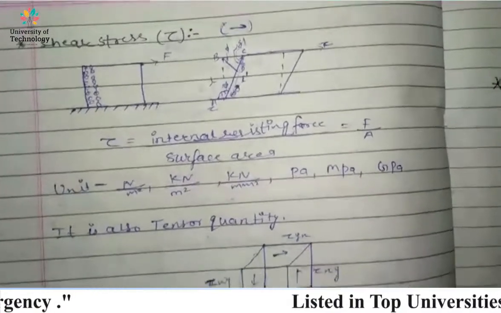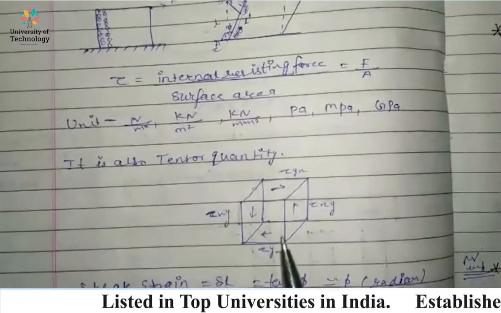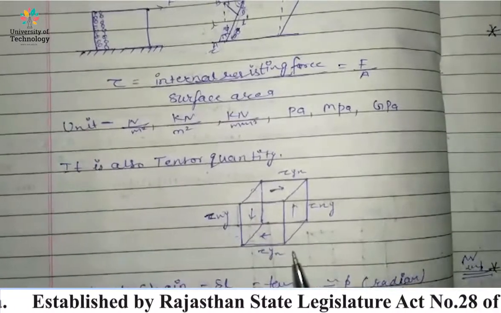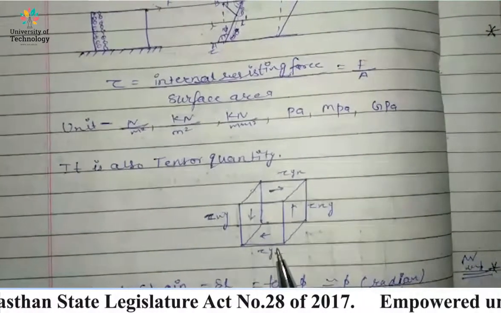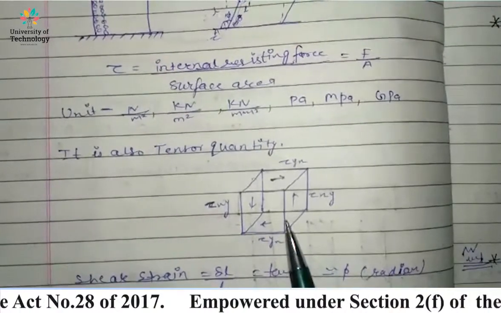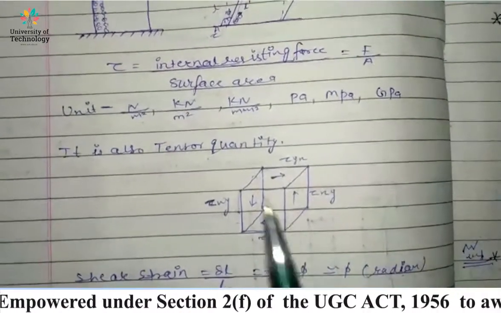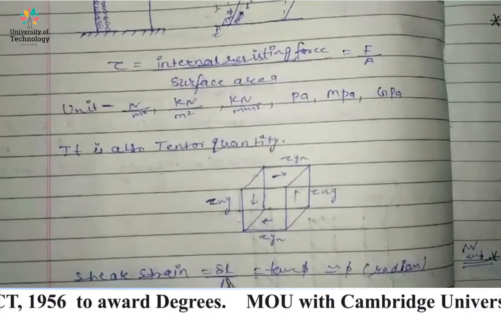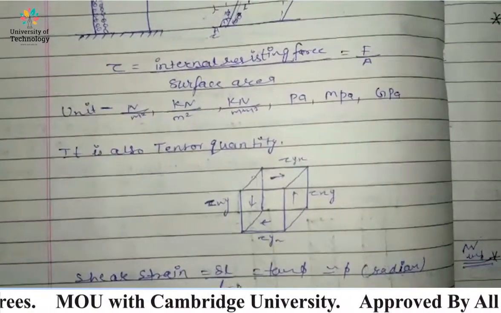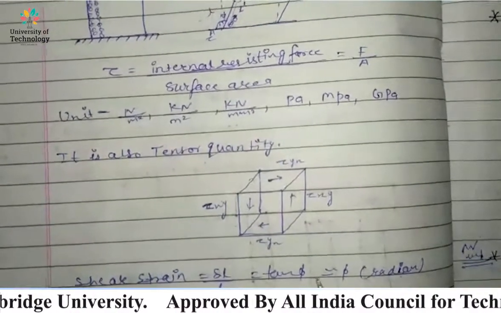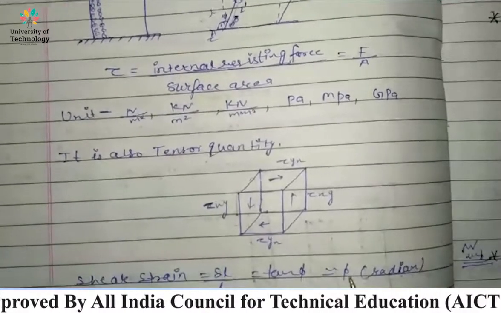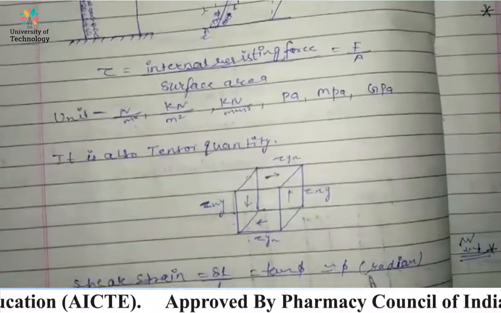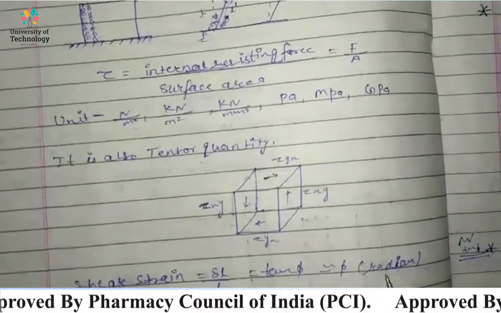We can explain shear stress from this cubic box, where x, y, z are the directions of this box, and shear stress is acting this way, right? We can calculate shear strain from this diagram. Shear strain is change in length upon original length, that is equal to tan phi, where phi is the angle. When phi is very small, we can say that tan phi equals phi. It is denoted in radians, right?